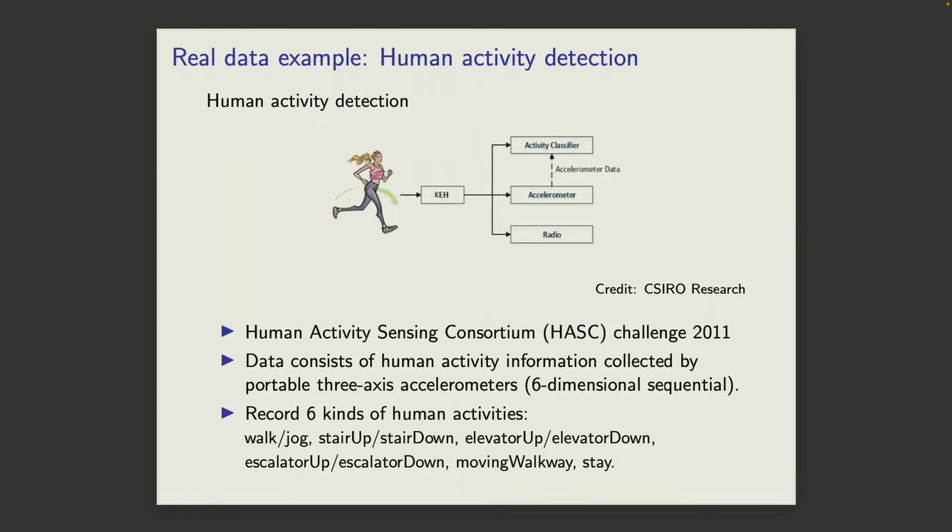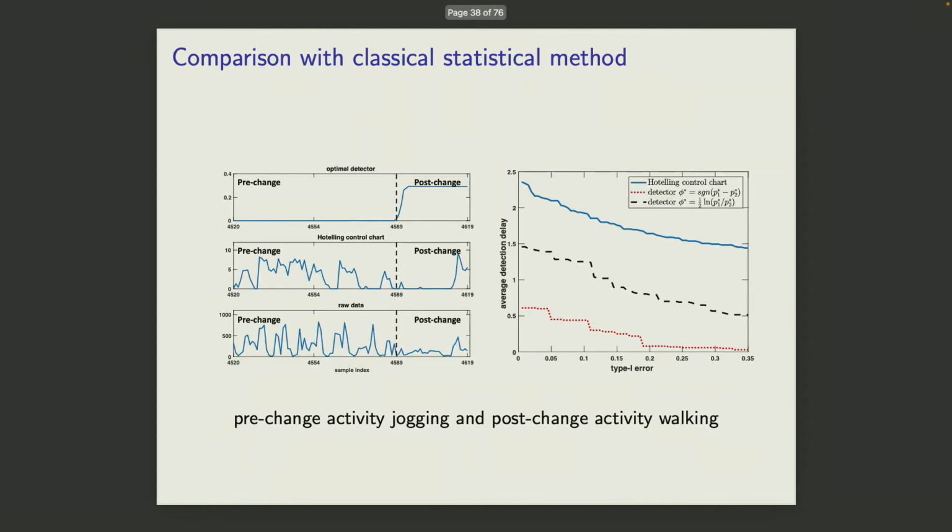And like I have advertised, the initial motivation was to use this for change detection: detecting change quickly when we don't have a lot of samples for post-change distributions. So we apply this on real data for detecting human activities. This is a data set that has a wearable sensor measuring 6-dimensional time series, and it records 6 kinds of human activities like walking, going up and down stairs, taking an elevator, escalator, moving and standing still, and so on. We want to detect the transition of the activity as quickly as possible.